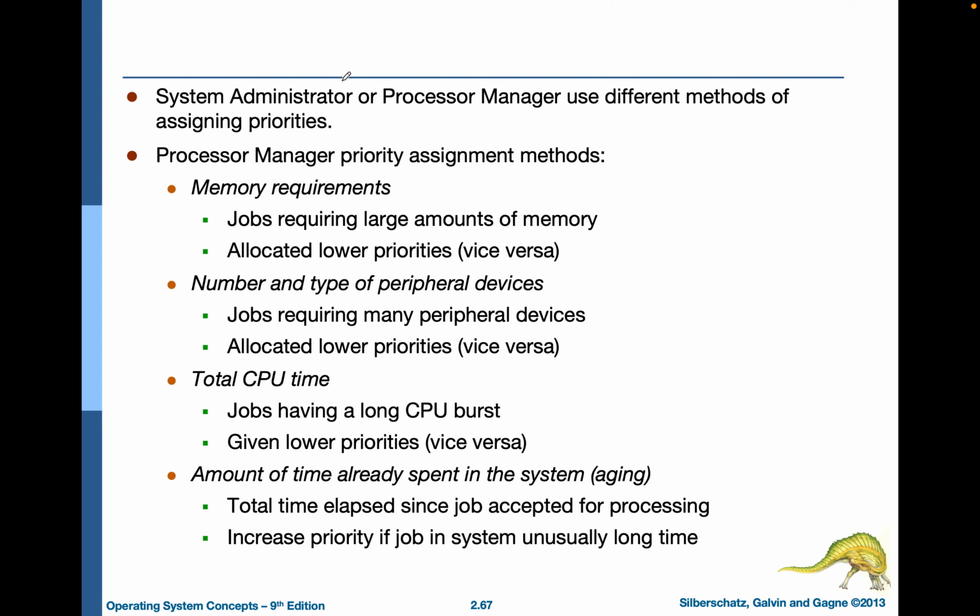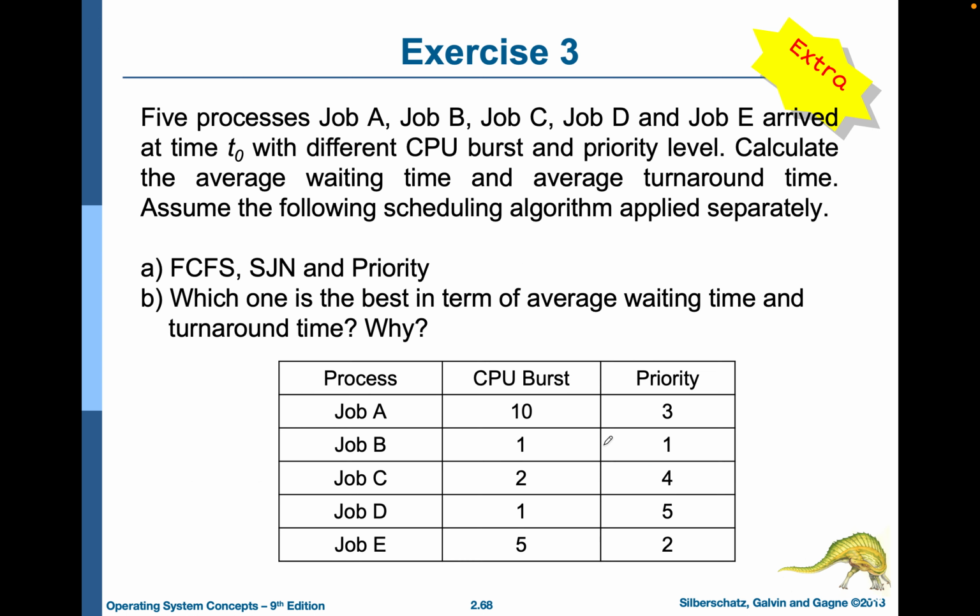So system administrator or process manager use different methods of assigning priorities. Processor manager priority assignment methods are memory requirement, numbers and type of peripheral devices, total CPU time, and amount of time already spent in the system, which is aging. This is the one that we're going to look into later on.